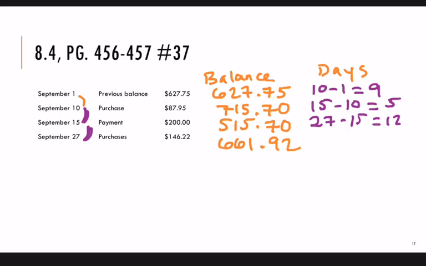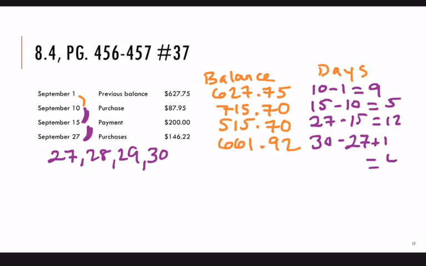Okay, and then the 27th is carried on the 27th, 28th, 29th, 30th. September has 30 days. Okay, so that's 4 days. And then your book suggests doing 30 minus 27 plus 1 if you want a formula to figure that out. So either way, that's 4 days.